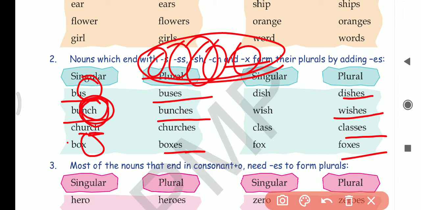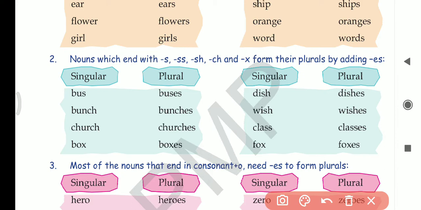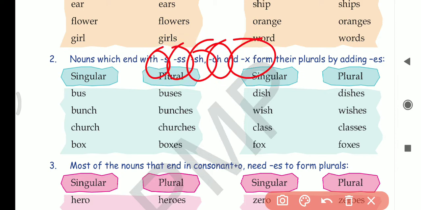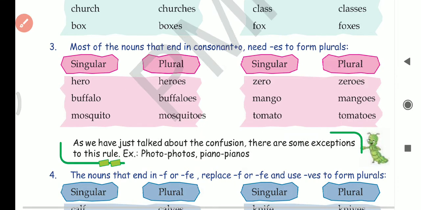You just have to keep in mind about the nouns that end with s, double s, sh, ch and x. You just have to add es to it in order to make it plural. Now let's come to the third rule. Most of the nouns that end in consonant o need es to form plurals.